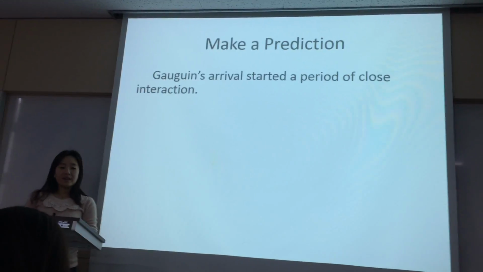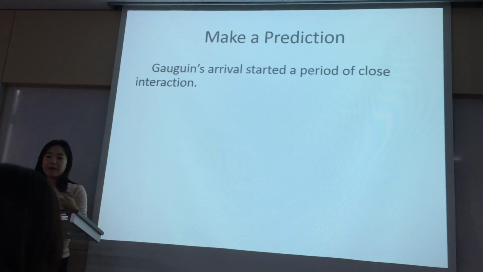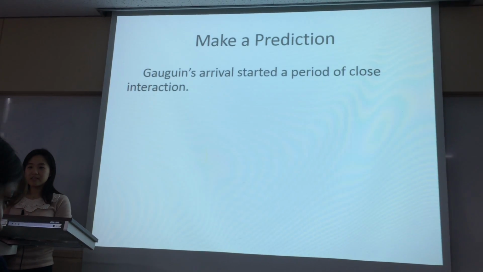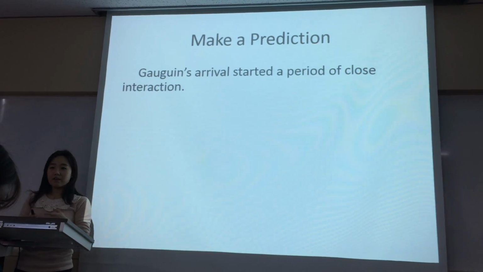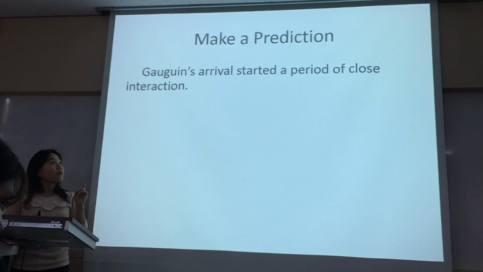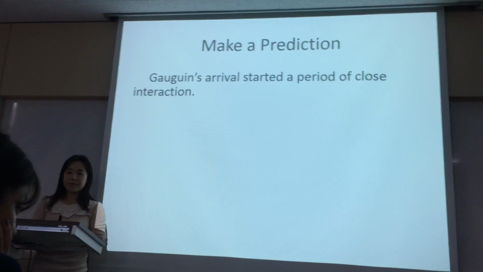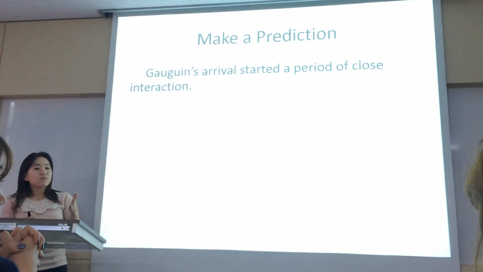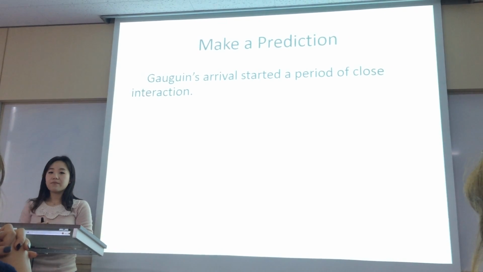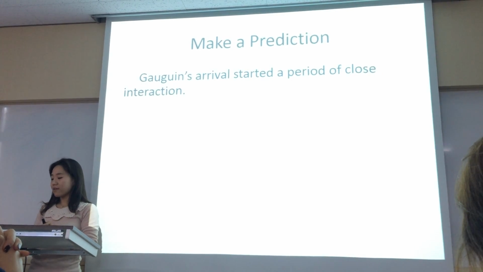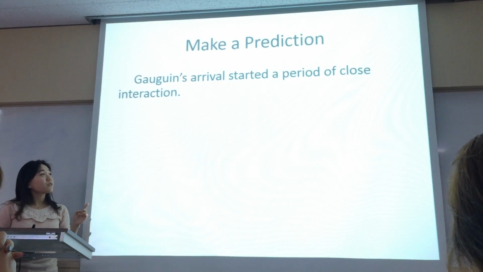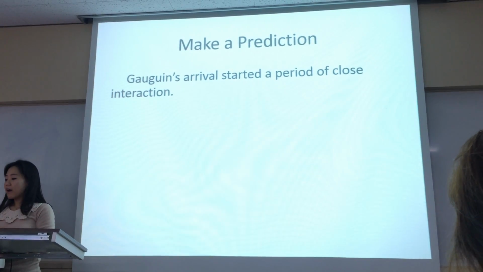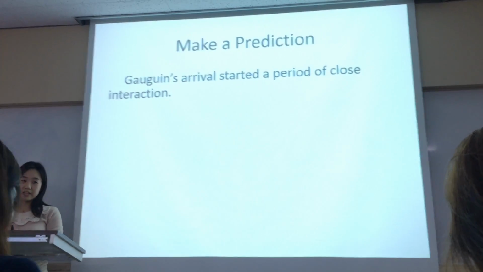We are going to make a prediction. By now, I'm sure you probably want to read the rest of the text. But before we read the whole text, I want to reread the first sentence of each paragraph one more time. And I want you to use your imagination to guess what the next contents will be, following the first sentence. So the first sentence we are going to work on is: Gauguin's arrival started a period of close interaction.